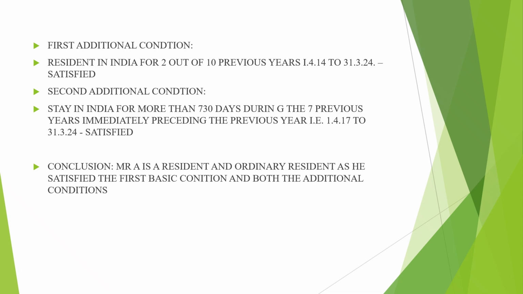Now similarly with the second additional condition, which states that an individual should stay for 730 days during the 7 previous years. As given in the question very clearly, he is in India for 15 years, so we need not calculate the number of days for this also. So we can straight away mention that he has been staying in India for 730 days during the 7 previous years and hence our second additional condition is also satisfied.